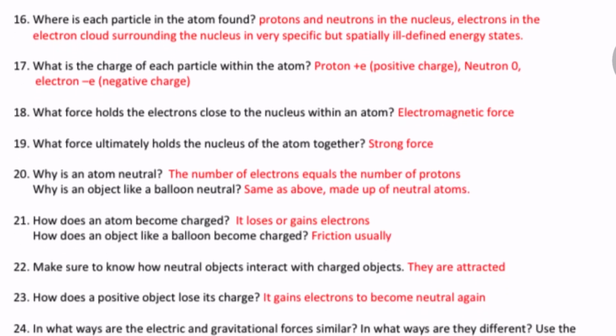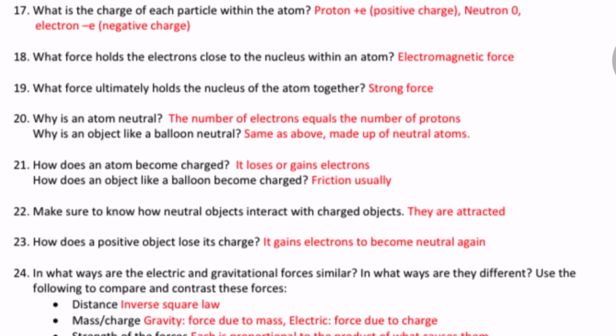Where is each particle in the atom found? Protons. Oh my god, look at me. Protons and neutrons in the nucleus, and electrons in the electron cloud surrounding the nucleus in very specific but especially ill-defined energy states. I think, is that the valence electrons? Like the little levels and stuff? I don't know, but that's the definition.